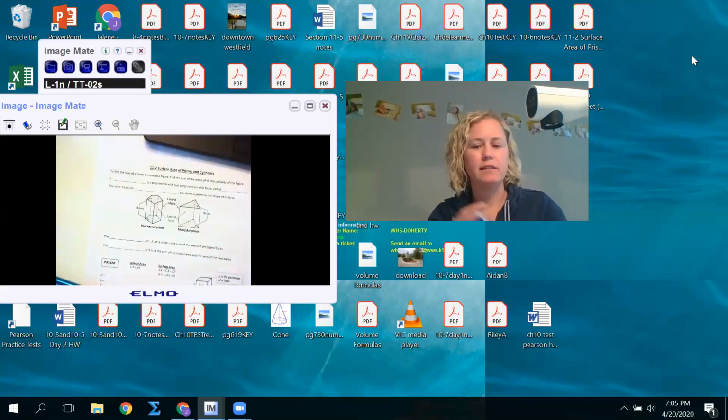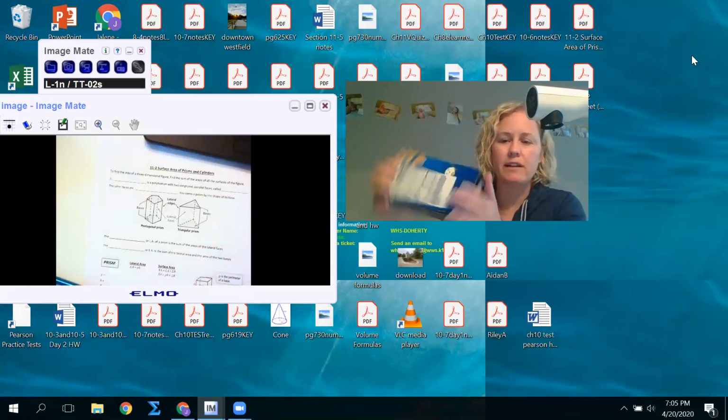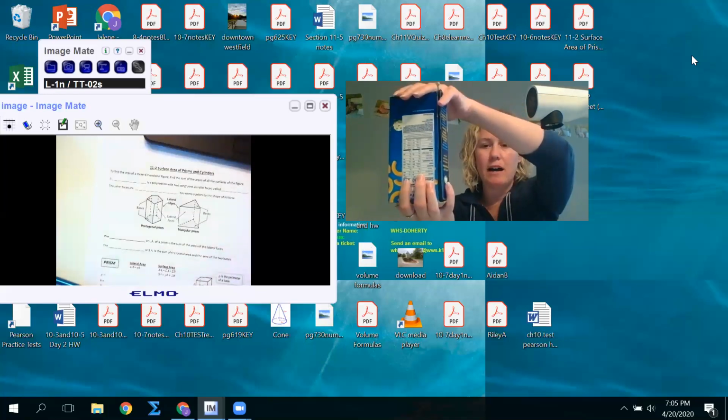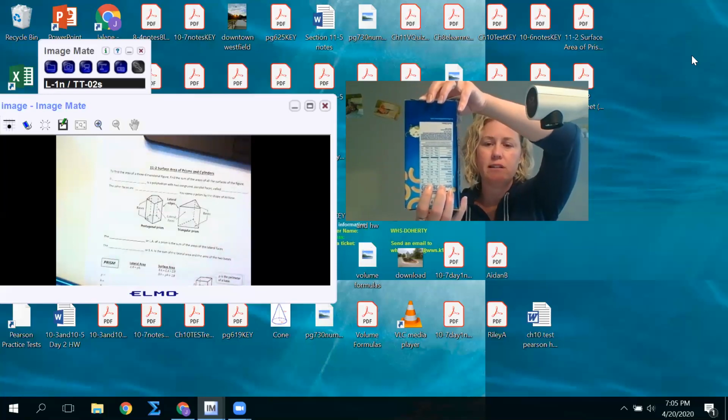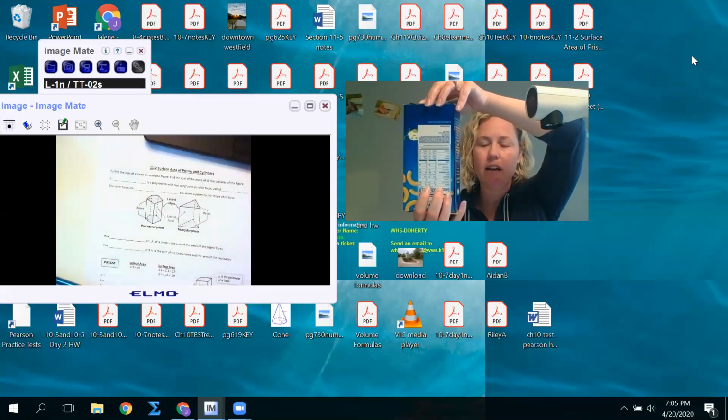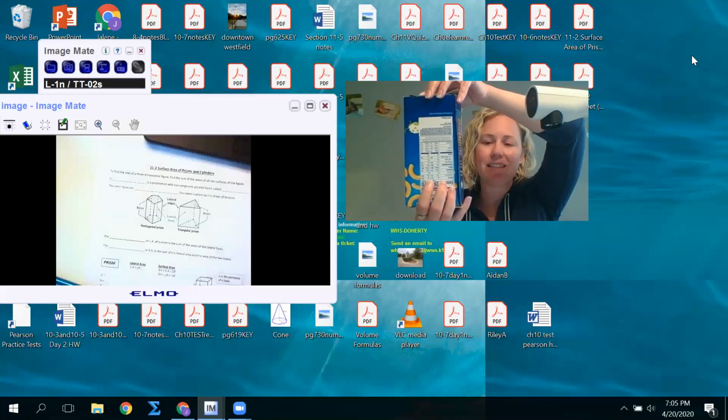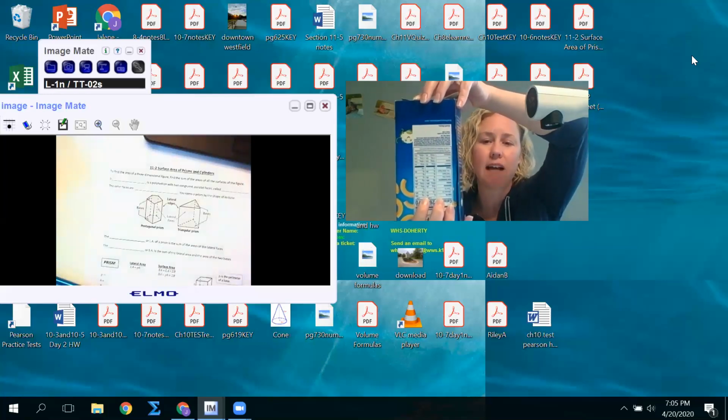So here is a prism. It's a macaroni and cheese box. And what I want you to understand about surface area is literally finding the area of each surface and then adding them all together. So this box has 6 sides.